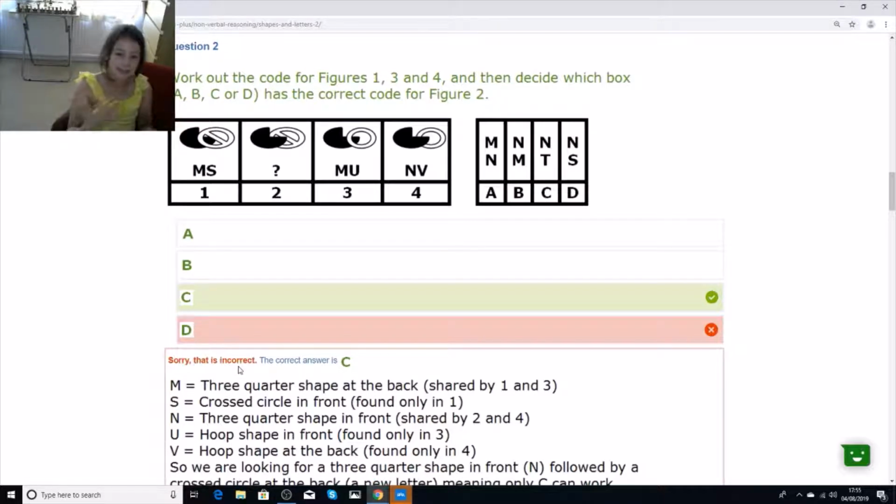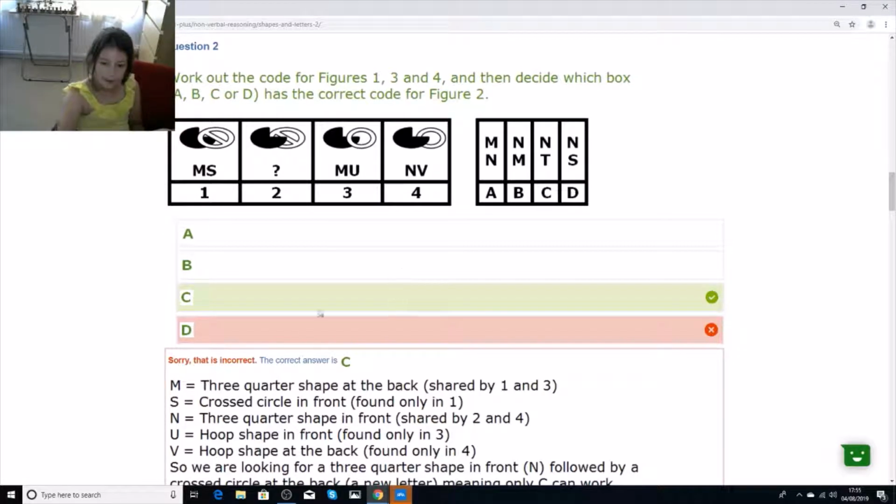So it was C. Let's see. M equals 3/4 shape at the back. Yeah. Oh, 3/4 shape at the back. Oh, yeah. This is what I said. Shared by 1 and 3. S equals cross circle in front. Found only in 1. N equals 3/4 shape in front.